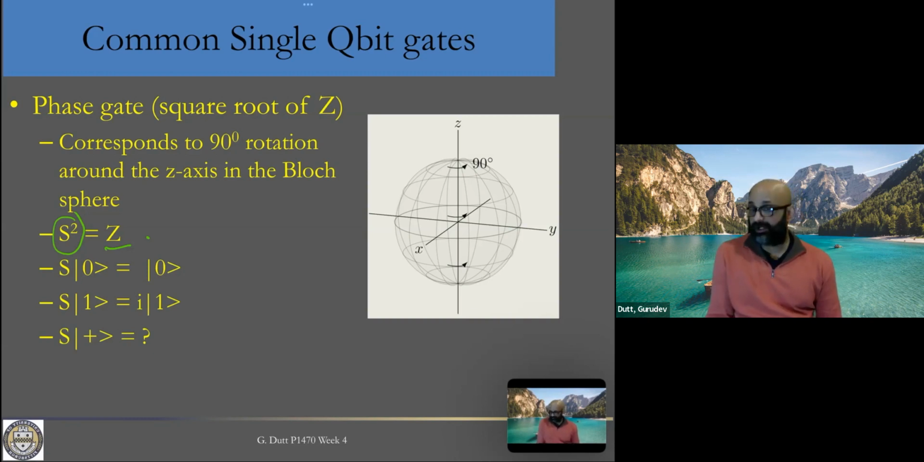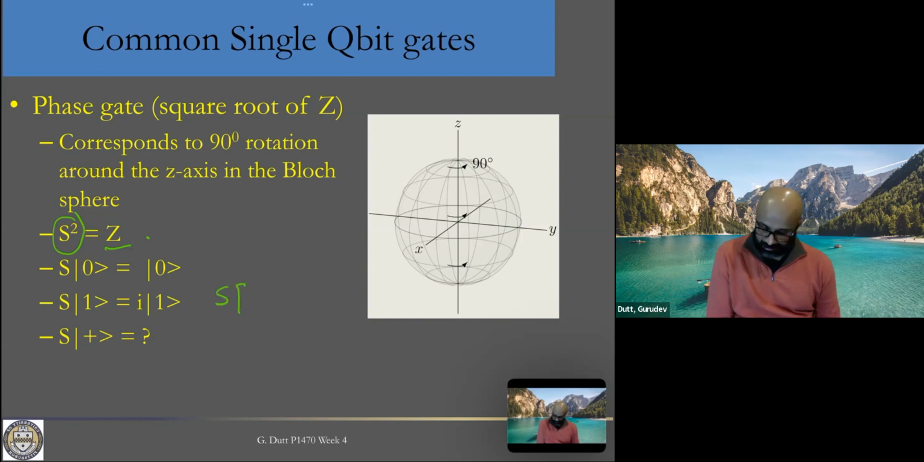As you can imagine, you can again predict intuitively: suppose I take a state that's along the X-axis and I rotate it by 90 degrees. What do you think will happen? Where will it end up? Plus i. Yeah, exactly. The Y-axis. And we can verify that, the plus i state, exactly.